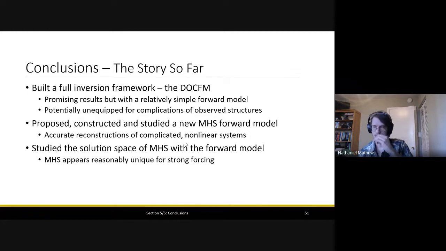So what have we done here? We've built a full inversion framework with a relatively simple forward model, the flux rope insertion model. And it works, and it's very promising, and it gives good results within self-contained tests. But it's not necessarily equipped for true solar observations, which is the eventual end goal. So we built a new forward model and tested it and used it to tell us things about how MHS works. And that forward model seems ready to be plugged into the inversion framework.